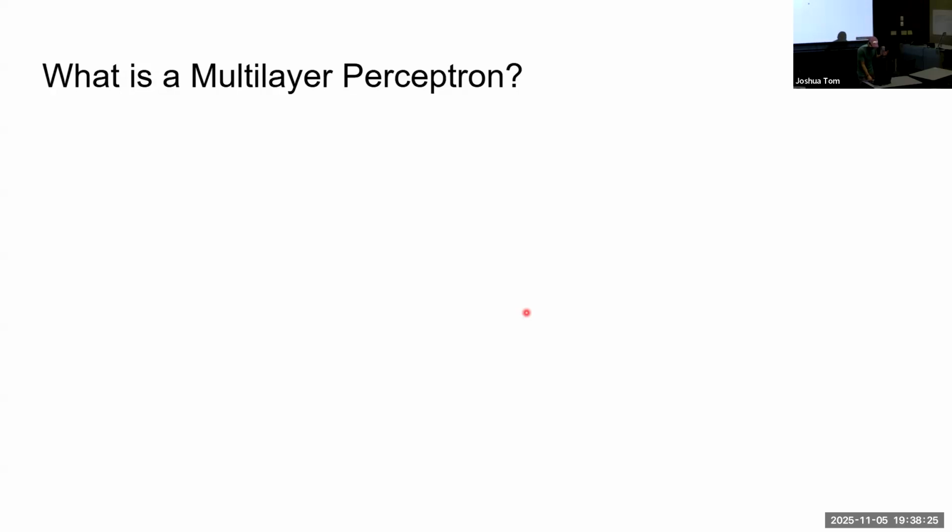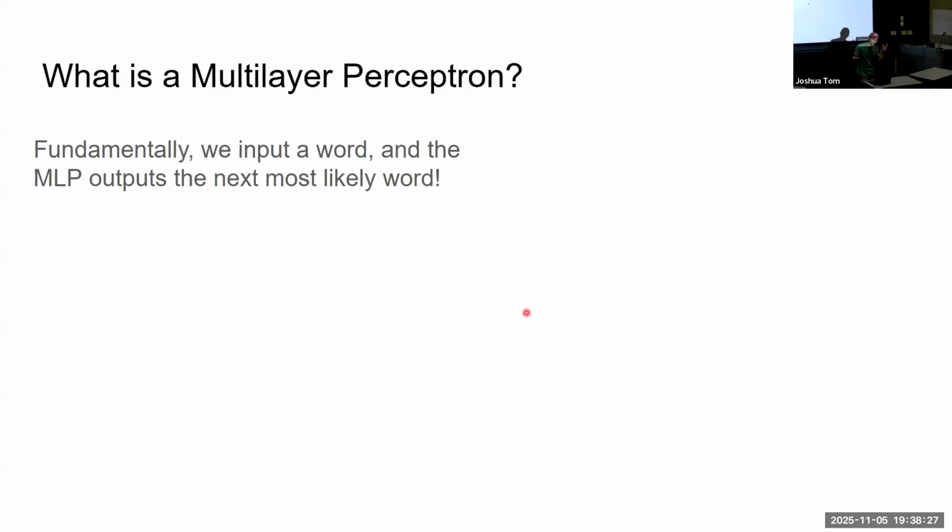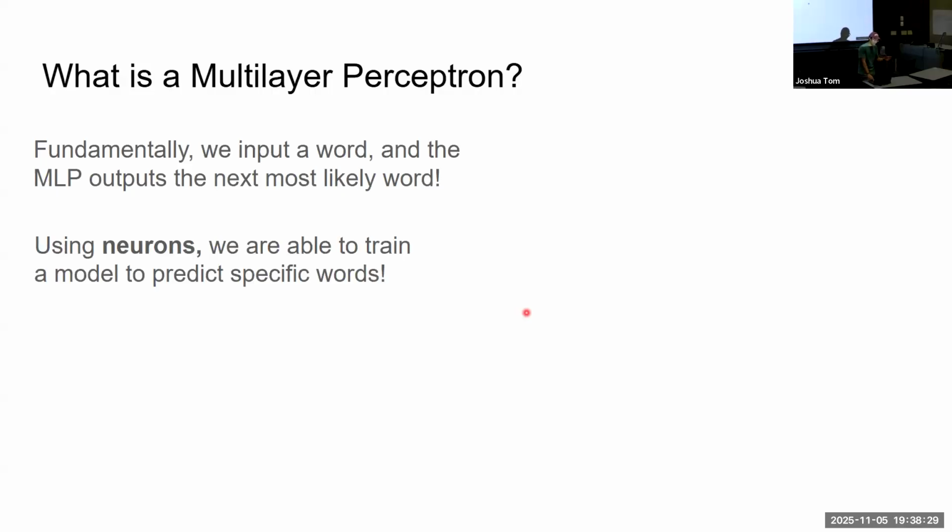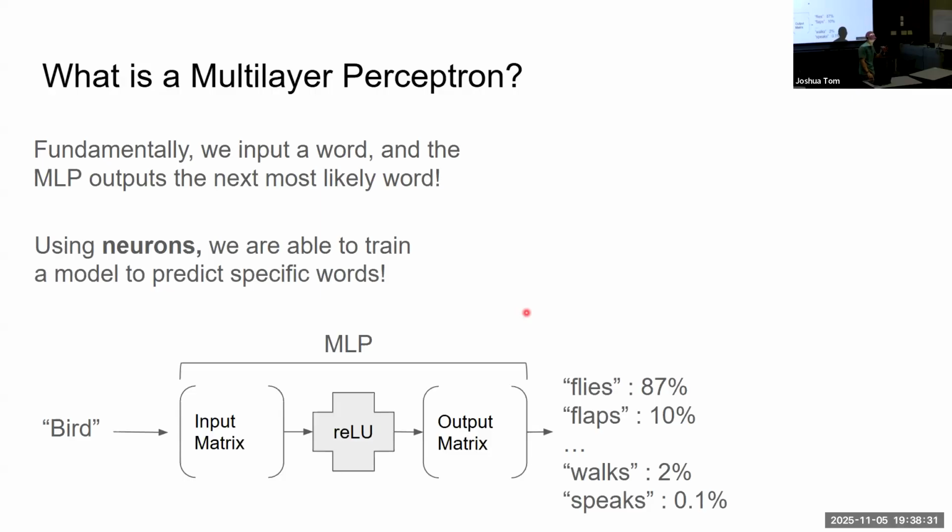Okay, so what is a multi-layer perceptron? Okay, I already ranted about this. It's the super foundational thing. But what we want is we can use neurons. This is what it looks like. So this is the multi-layer perceptron.